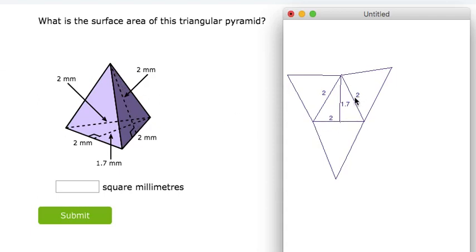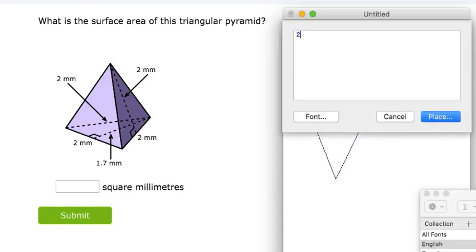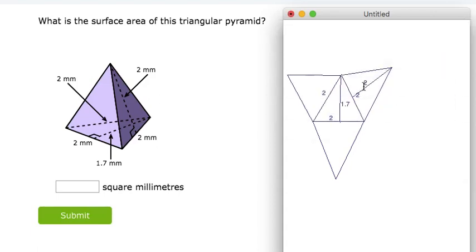I'm going to draw it into the diagram here. That's how long it is from the base to the apex, right? From the middle of this edge up to the apex. And that is called the slant height. And the slant height is 2 millimeters. Okay, and we'll see that for calculating surface area, the slant height is more important.